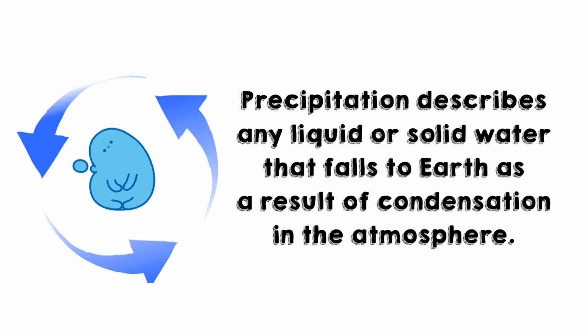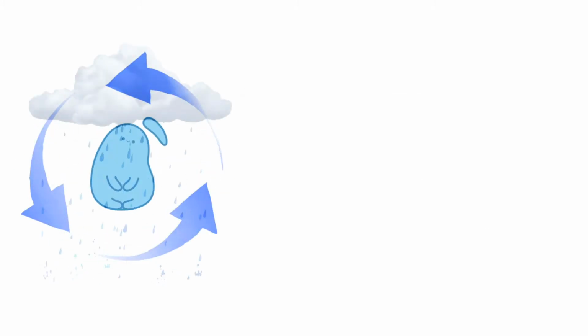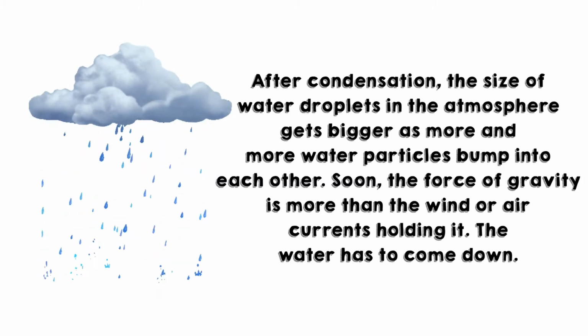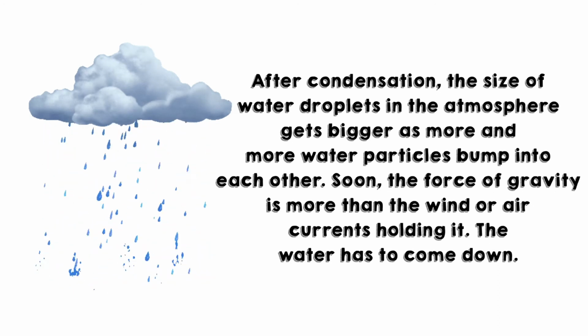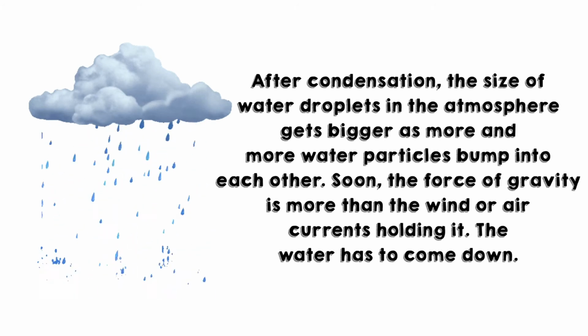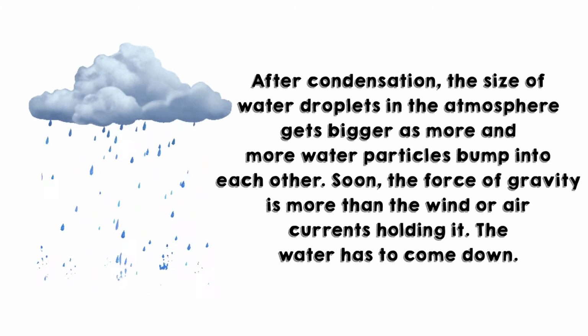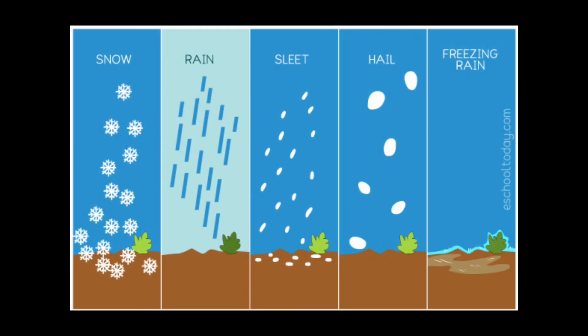Precipitation describes any liquid or solid water that falls to Earth as a result of condensation in the atmosphere. After condensation, the size of water droplets in the atmosphere gets bigger as more and more water particles bump into each other. Soon, the force of gravity is more than the wind or air currents holding it. The water has to come down. Precipitation can come in many forms such as snow, rain, sleet, hail, and freezing rain.